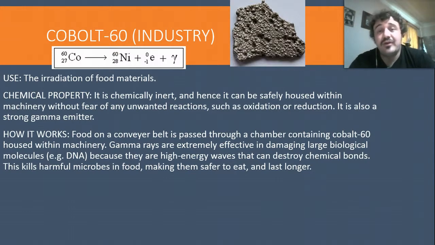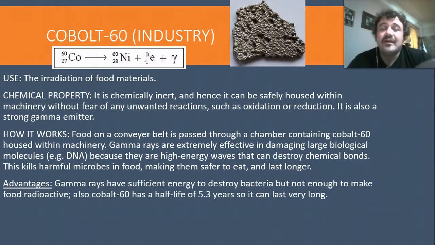And it has other uses, which we'll have a look at in a second. So the advantages, basically: the gamma rays have lots of energy, so they destroy the bacteria, but they don't make the food radioactive. So that's pretty cool. Cobalt has a half-life of 5.3 years. Now this means you can set it up in the machinery and it will last for a long time. This is important because you don't want to have to be replacing the radioisotopes too often. This is expensive and can come with all sorts of waste.